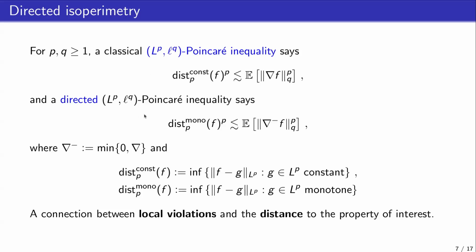And then I'm going to say that a directed version of this inequality is the same thing, but now I'm measuring distance to monotone functions, and I'm only going to take into account the directed gradient, so these negative entries that violate monotonicity. And just to be precise here, distance to a constant function means the minimum distance to any constant function, and distance to monotonicity means the minimum distance to any monotone function. And the gist here to take away is that these inequalities are connections between local violations of a property of interest, constant or monotone. On the right-hand side, I have the local violations, and on the left-hand side, I have the distance to the property of interest. Okay? So this is the type of result that we like in property testing.